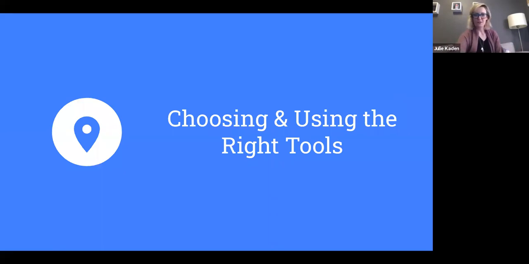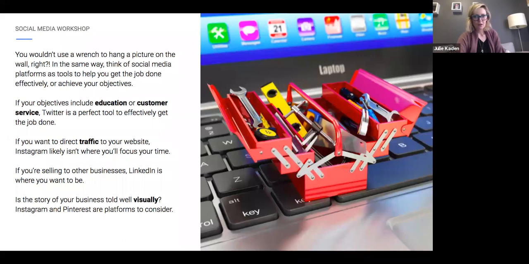Choosing and using the right tools is what we're going to move on to next. The analogy I like to use when I explain this to clients that I work with is you wouldn't use a wrench to hang a picture on the wall. In the same way, think of social media platforms as the tools to help you get the job done effectively or achieve your objectives. So you want to find that hammer to hang the picture on the wall. You don't want to use something that could do the job, but it's not the most effective tool. So if your objectives include education or customer service, Twitter is a great tool to effectively get your job done. If you want to direct traffic to your website, Instagram is not where you want to focus your time.